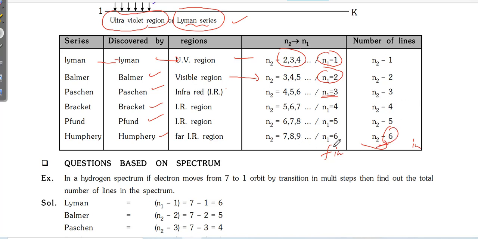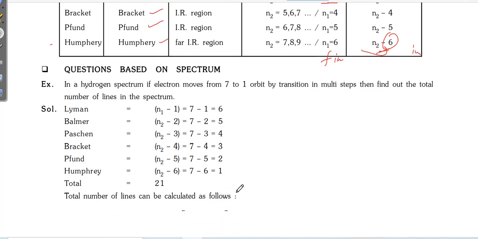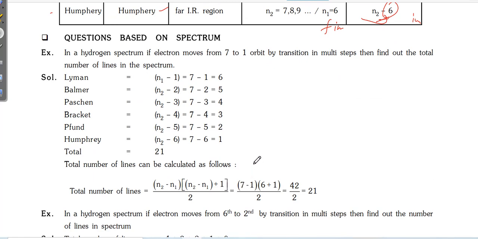How many number of lines are forming? So we have one formula. We can discuss that. Next. Questions based on spectrum.